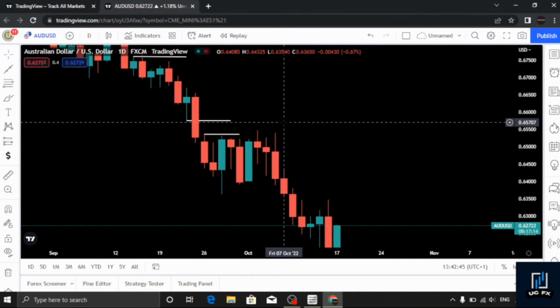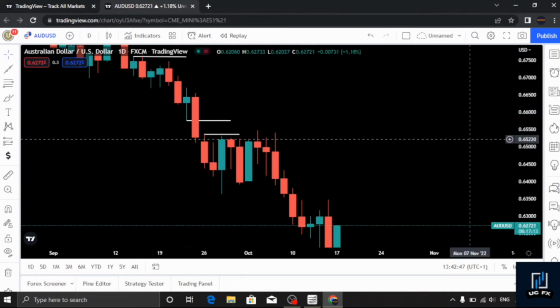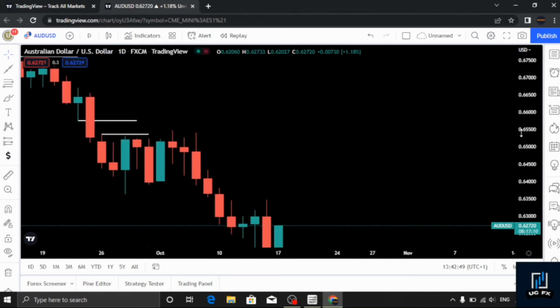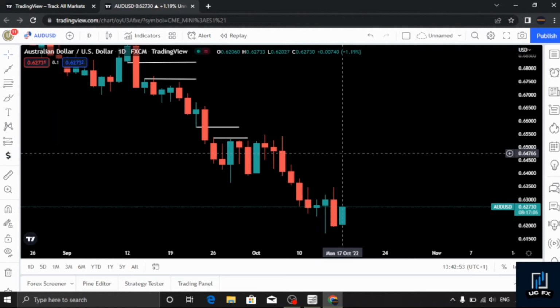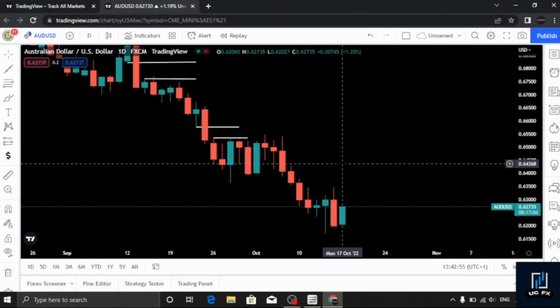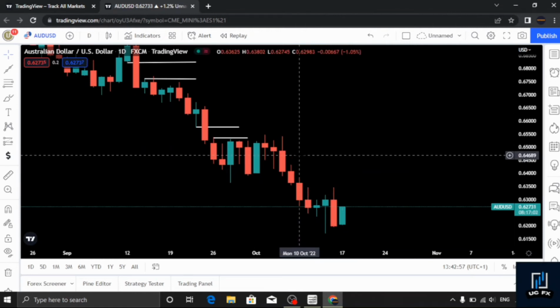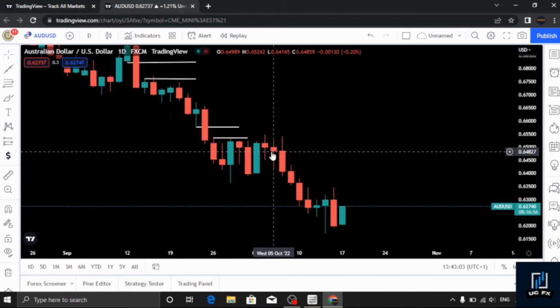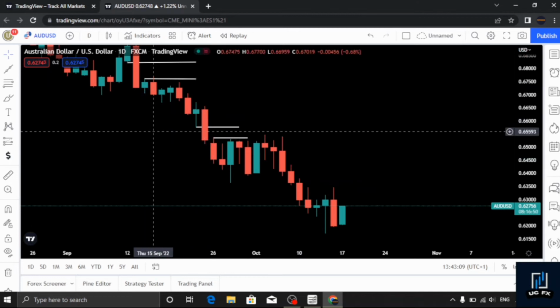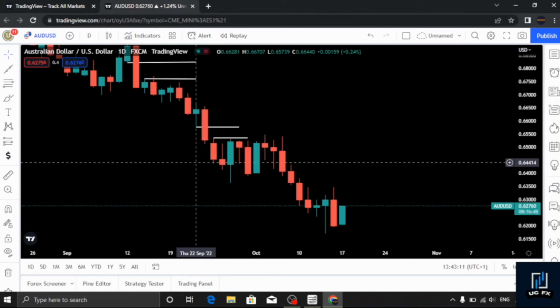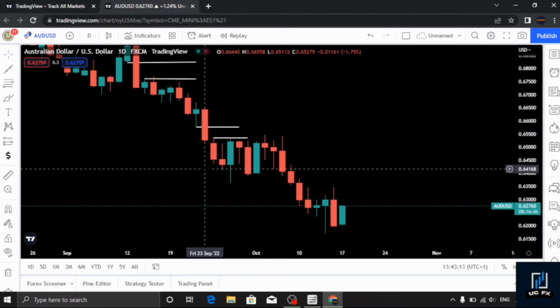Another thing you need to note is you need to identify these imbalances on higher time frames, the monthly, weekly, and the daily time frames, and then use the lower time frames, the H4, H1, to see more of the price action, and even the 15 minutes and the 30 minutes time frames to know how you can trade it. But basically use the higher time frames to identify them because they are more effective.